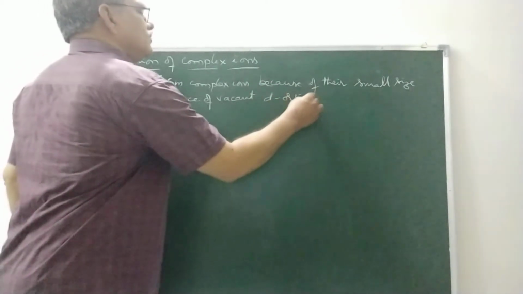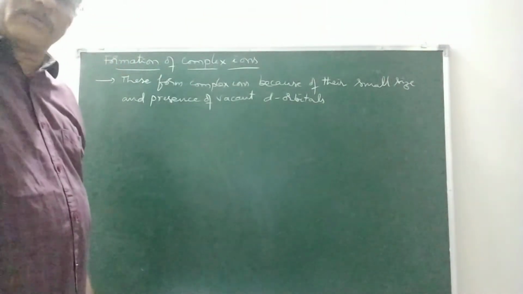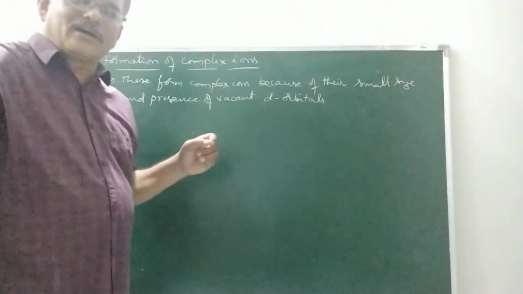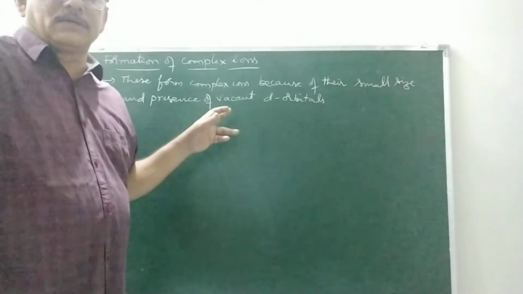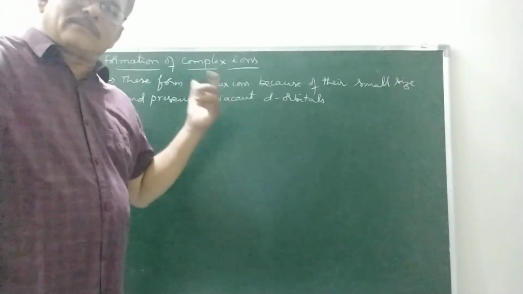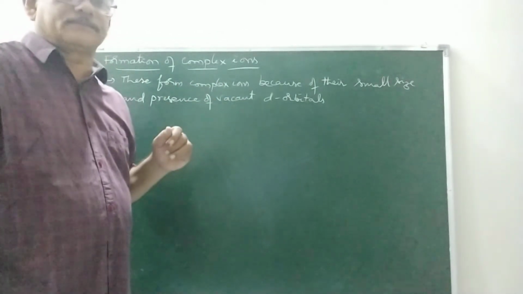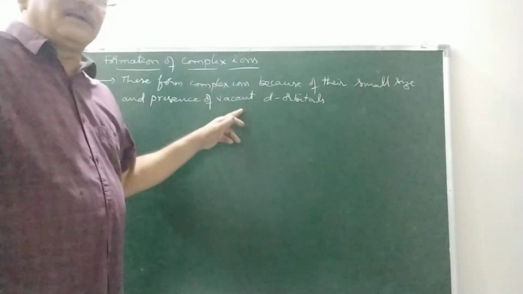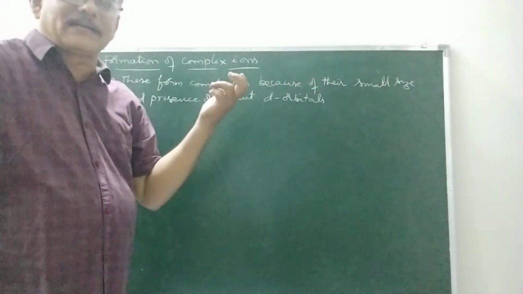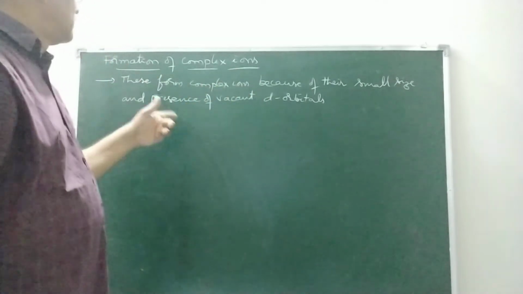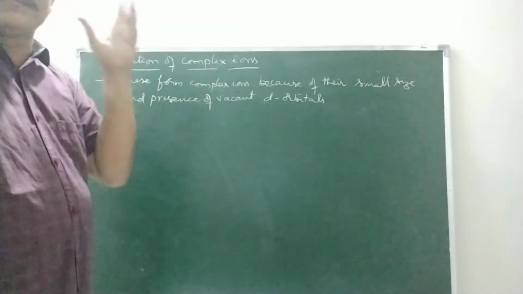Okay, so for the formation of a coordinate covalent bond, one atom or ion must have vacant orbitals which act as acceptor, and another ion or molecule should contain at least one lone pair of electrons, right? So vacant d orbitals are present, and as the size is small, the attracting tendency will be more. So due to this reason, the d block elements form complex ions.